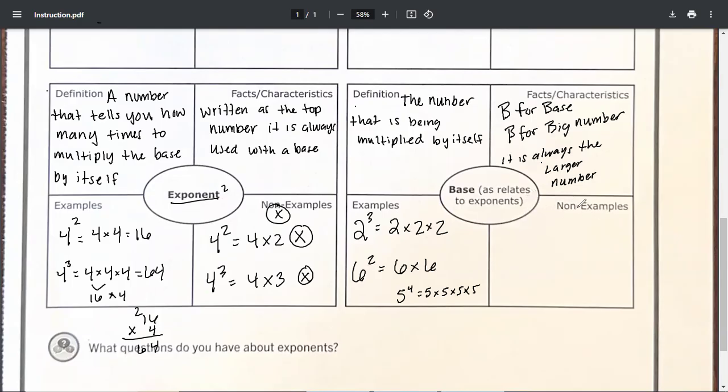And some non-examples, right, is you will not see a base number like this. The 3 is not the base number. The 2 is the base number. I don't know how to give you a non-example, but I guess you could say 4 to the 3. That right there is not the base. This is the base.